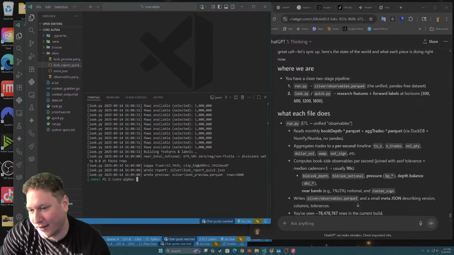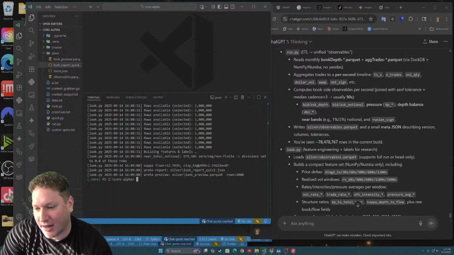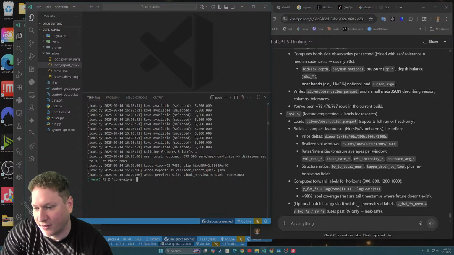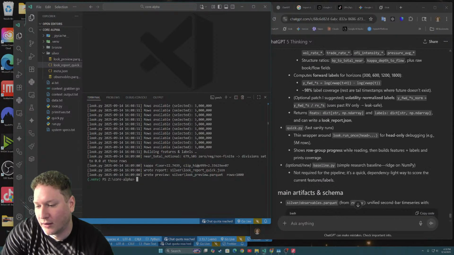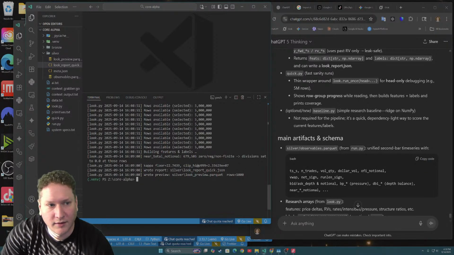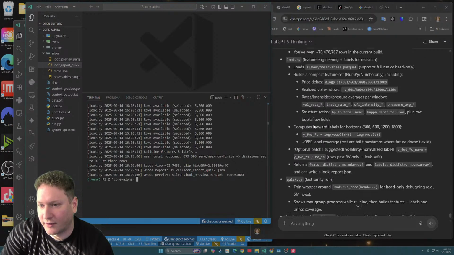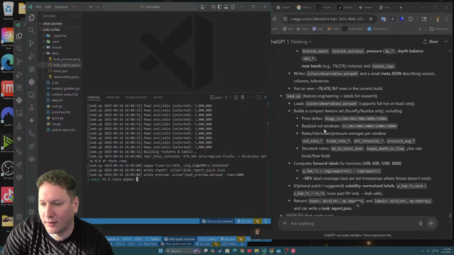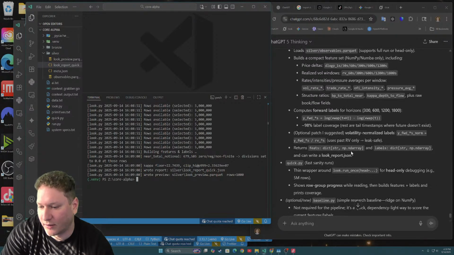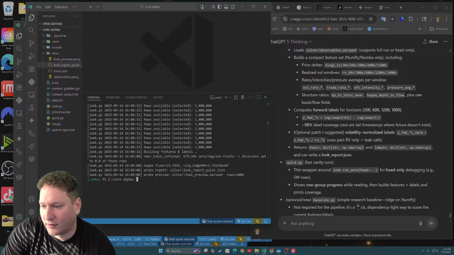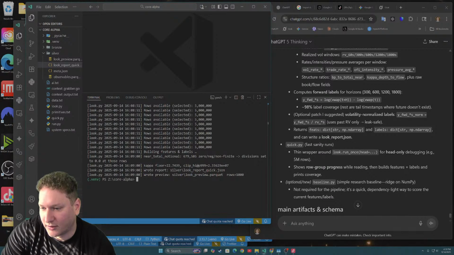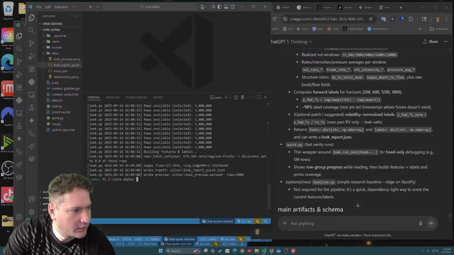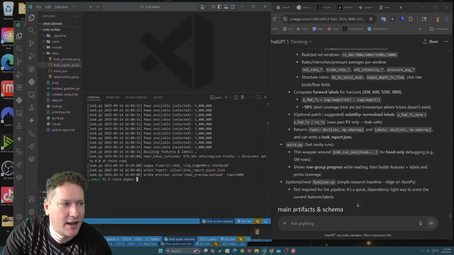Yeah, okay, all right. So we build our data, then look is feature engineering, labels for research, builds a compact feature set. Okay, thin wrapper. So when we run look, it builds out rates and computes forward labels. Optional volatility normalized labels, returns. Okay, look report.